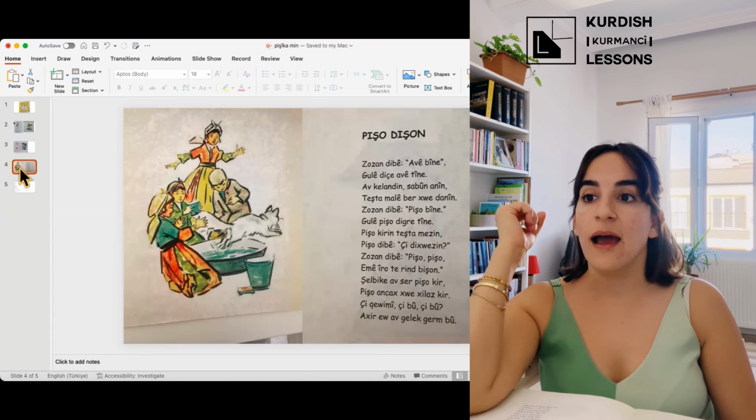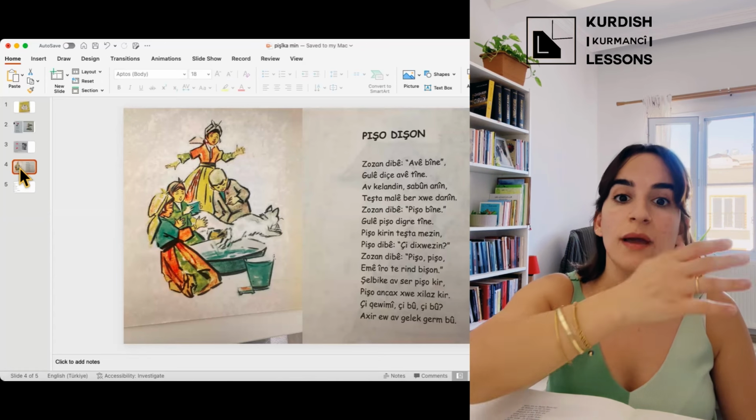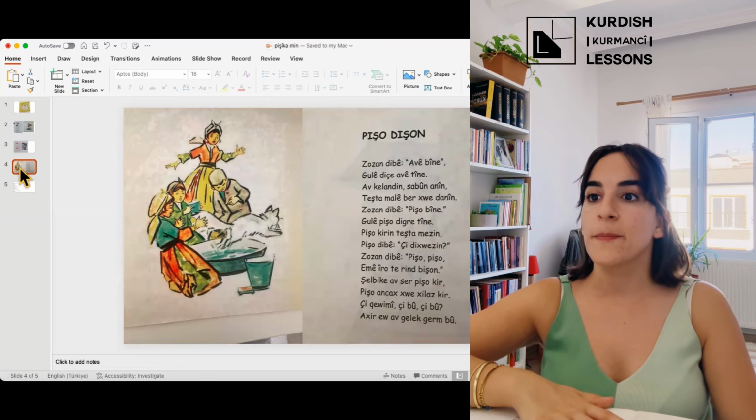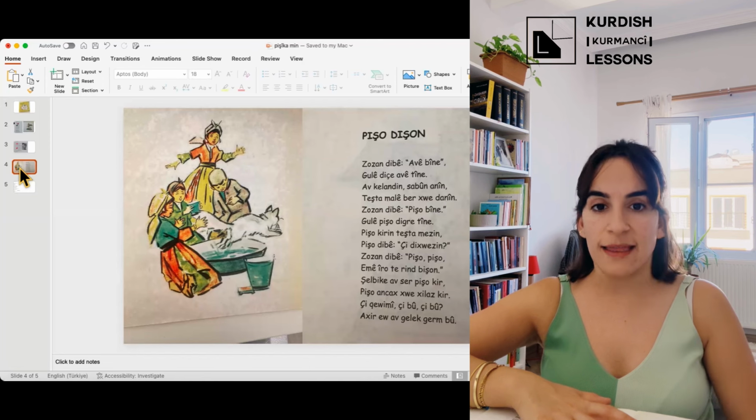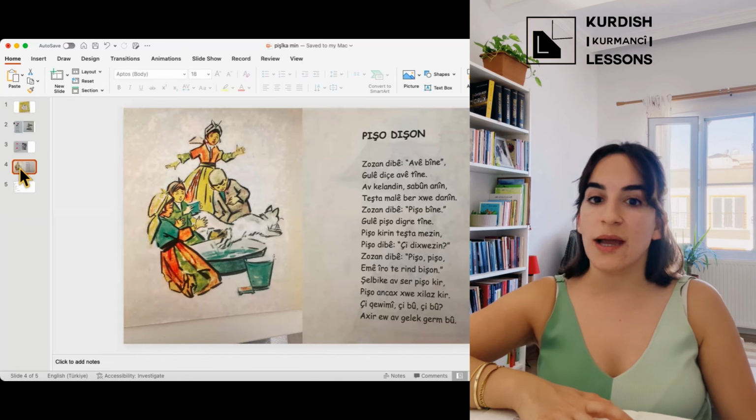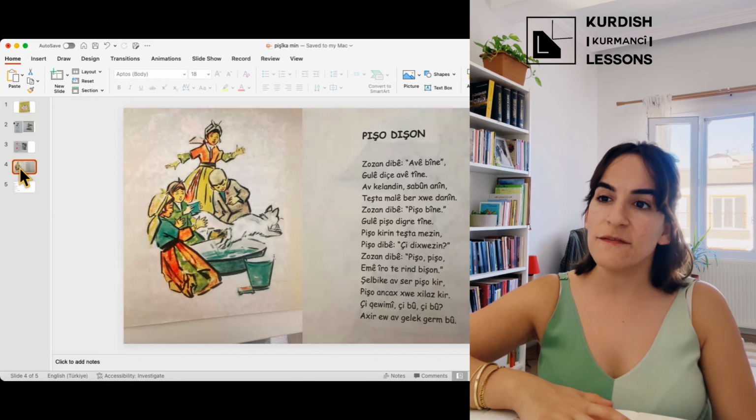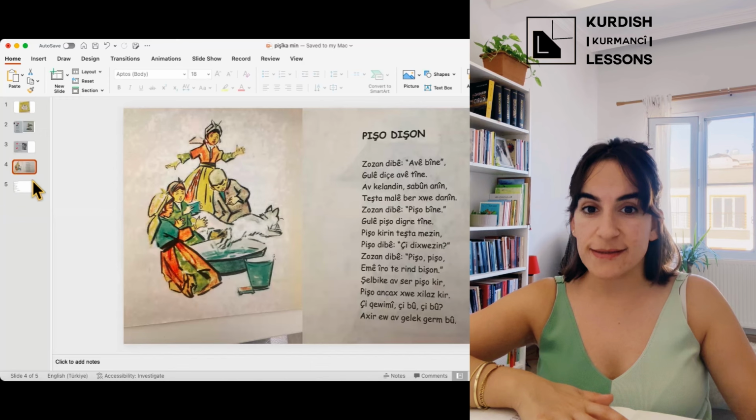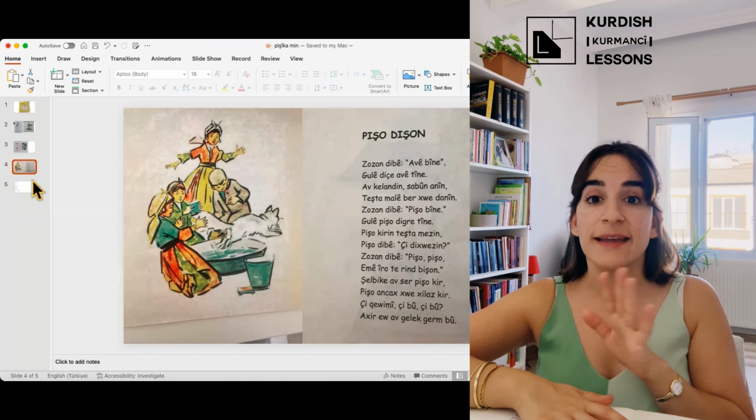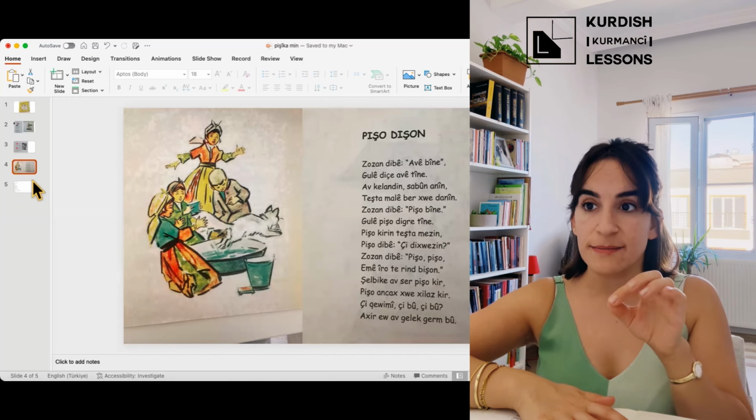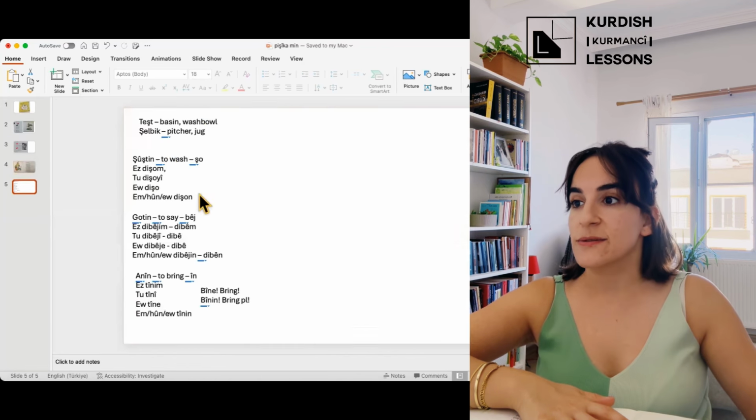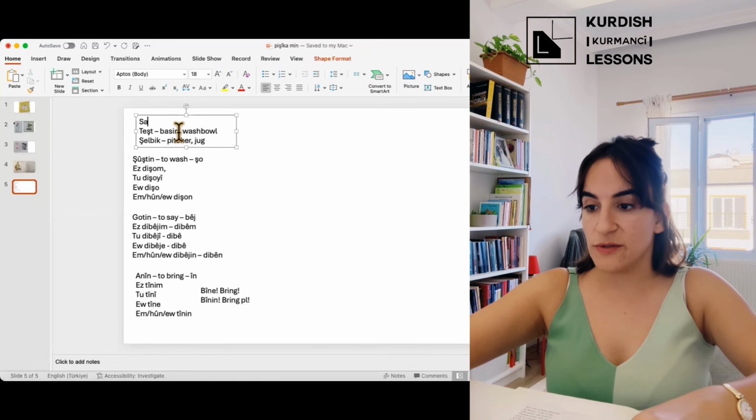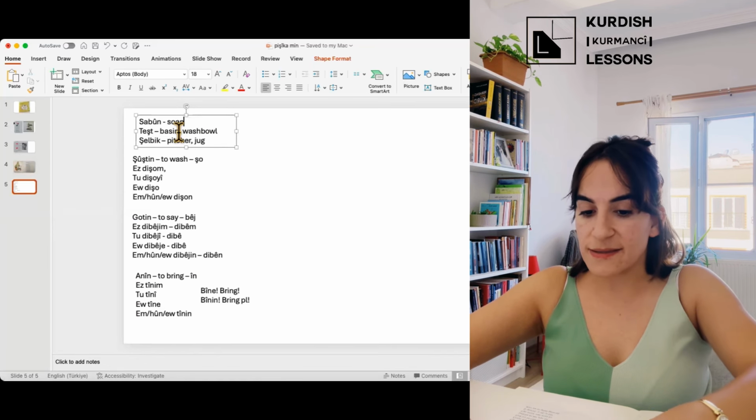Now the third sentence. Av kelandin, sabun anin. So this is a past tense sentence, okay? Av is water, as you know. Kelandin is to boil. Sabun anin. You see here, av and sabun, the object of the sentence. In the past, object doesn't take any ending. In present, it does, but not in the past. Okay? So, sabun is the soap. By the way, I made a list of some new words for you. So, sabun is soap. Okay?